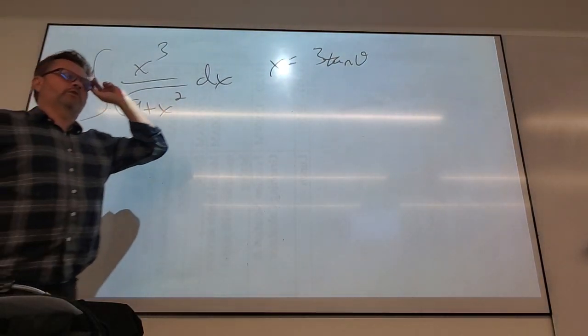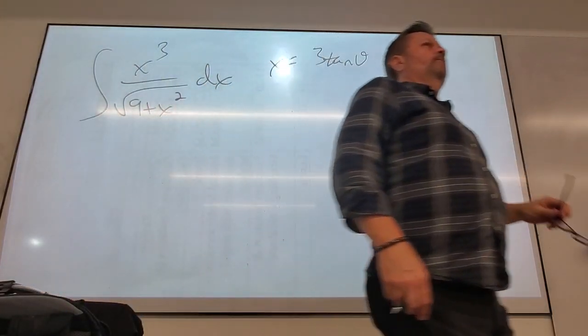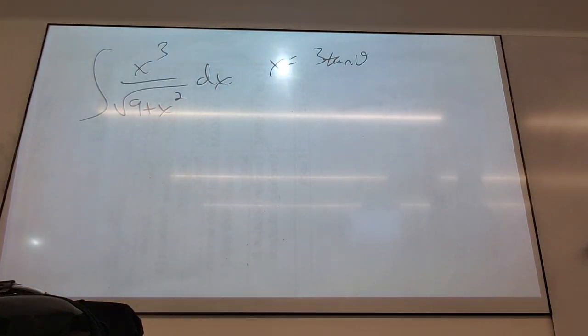Can you right now draw the triangle? If x equals 3 tangent, what's tangent? x over 3. Go ahead, draw the triangle. Tangent theta equals x over 3, draw the triangle. Basic trick.